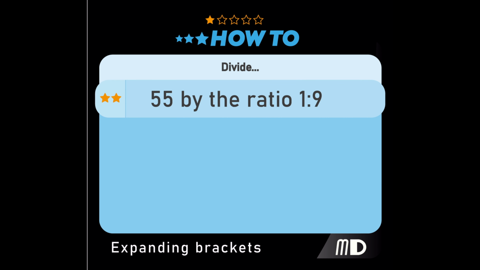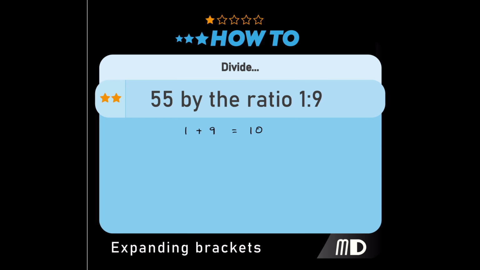To begin, we need to find the sum of the digits in the ratio. The ratio is 1 to 9, and 1 plus 9 is 10. So the sum of the digits in the ratio is 10.